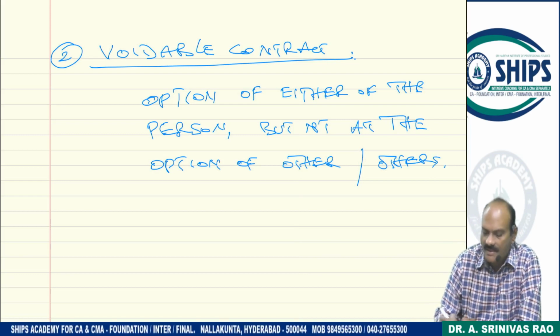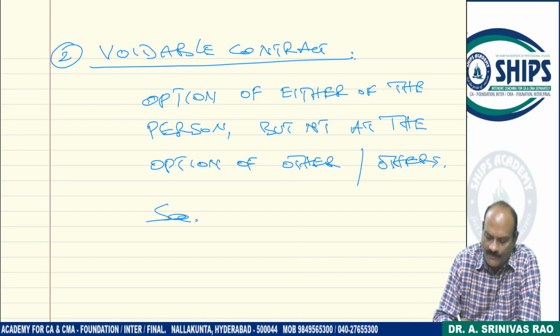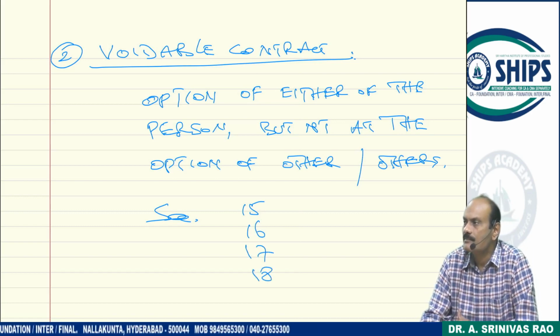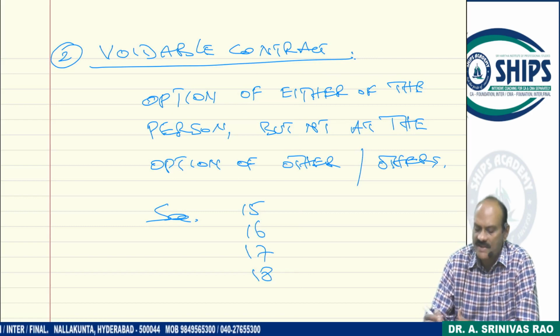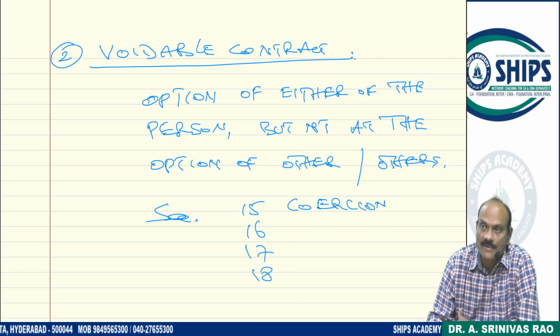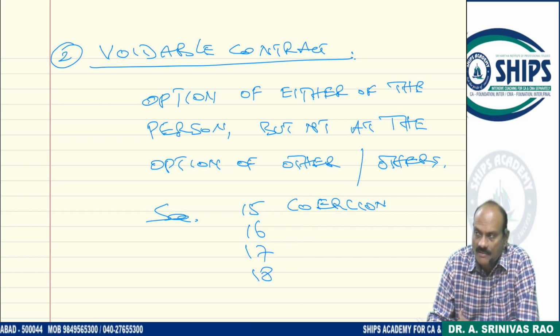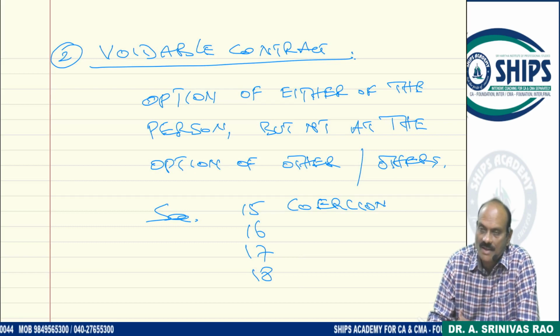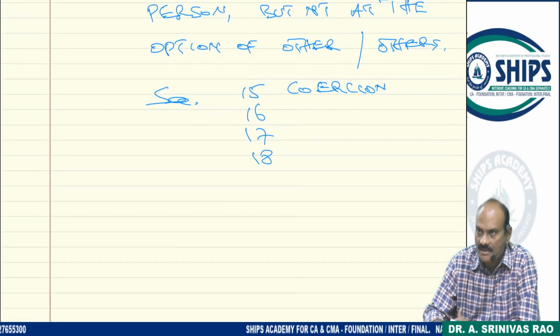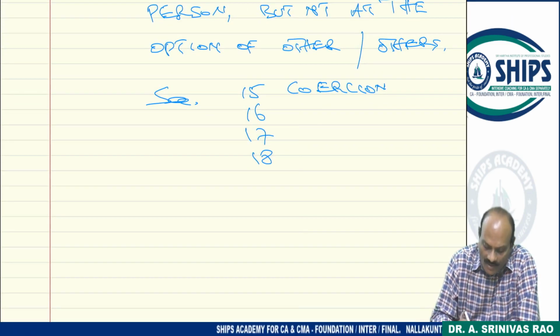What are examples here? Sections 15, 16, 17, 18. That's all. What is 15? Coercion. 16, undue influence. 17, fraud. 18, misrepresentation. These four are always voidable. Let us see first one example, then we see the interpretation again.